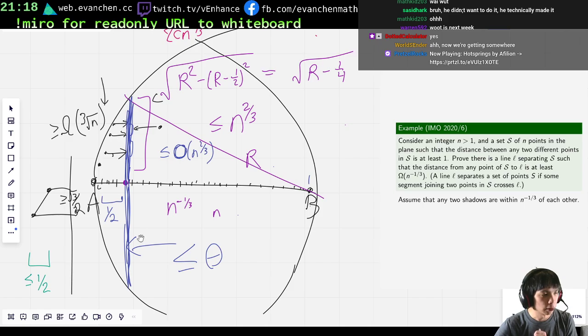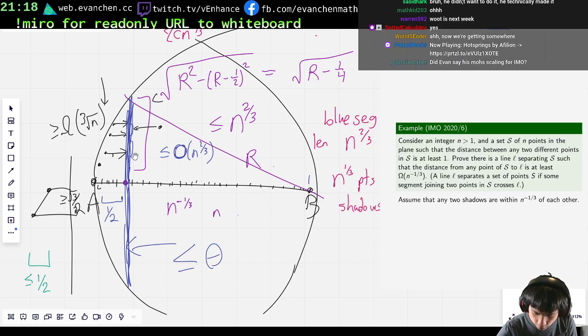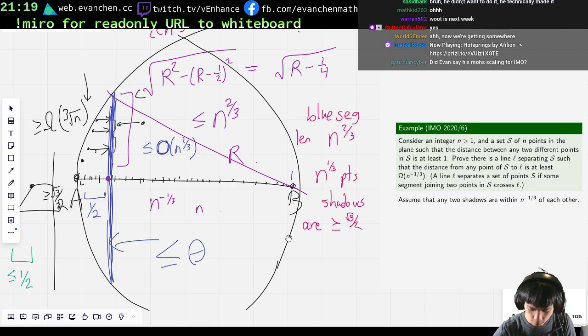I have a lot of points on a not too long segment, but the corridor is so narrow that the gaps between the shadows have to be pretty big. The gaps between the shadows in particular need to be at least like √3/2. So the blue segment is length about n to the 2/3. There's n to the 1/3 points, and the shadows are at least √3/2, so like 1, quote unquote, apart.